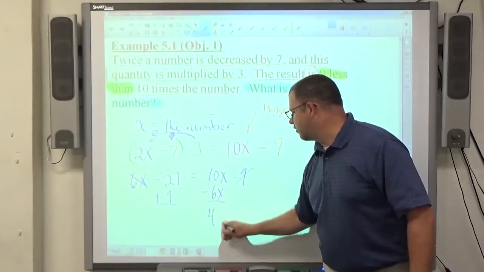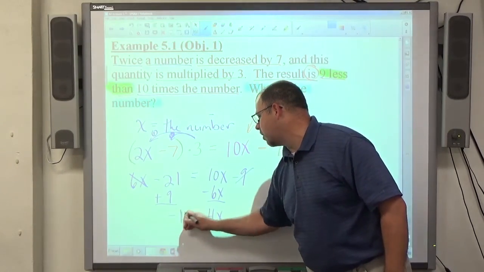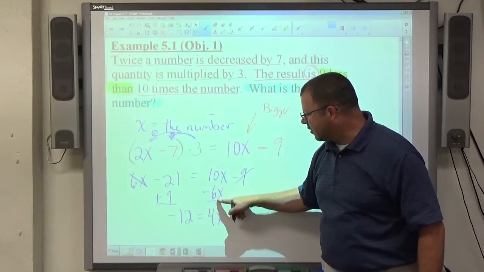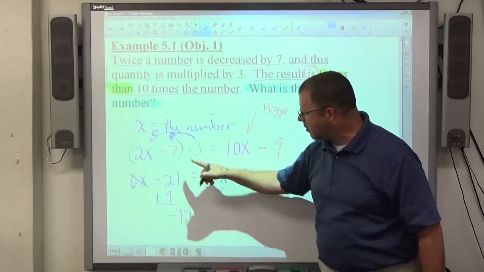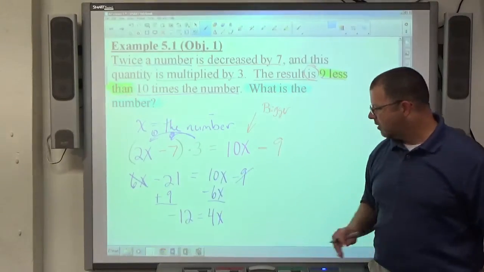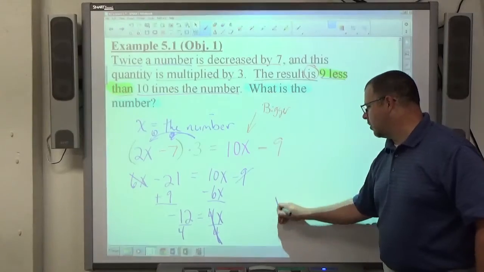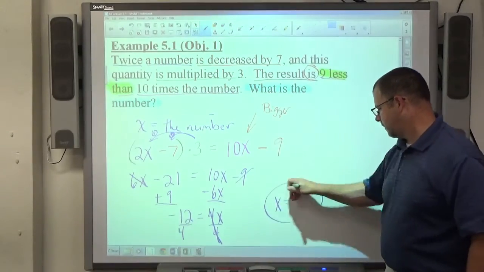10x minus 6x is 4x, negative 21 plus 9 is equal to negative 12. I subtracted these because the signs are different. 10 is bigger, so it's positive. Subtract these because the signs are different. 21 is bigger, so it's negative. Divide both sides by 4. We end up with x equaling negative 3.